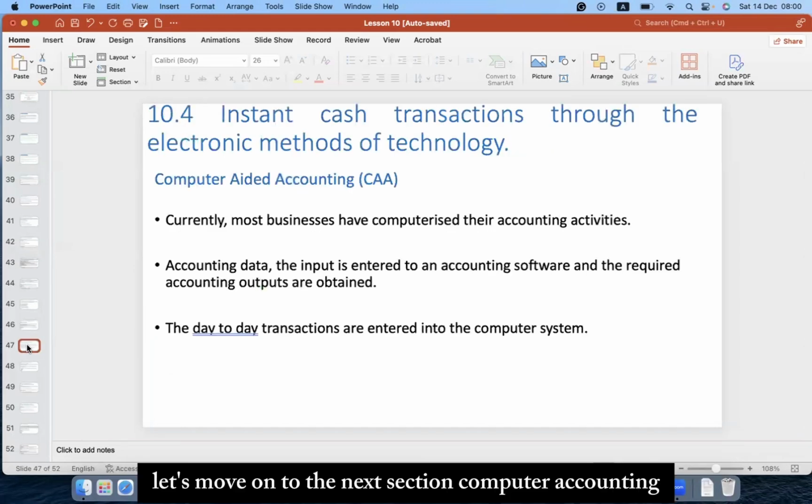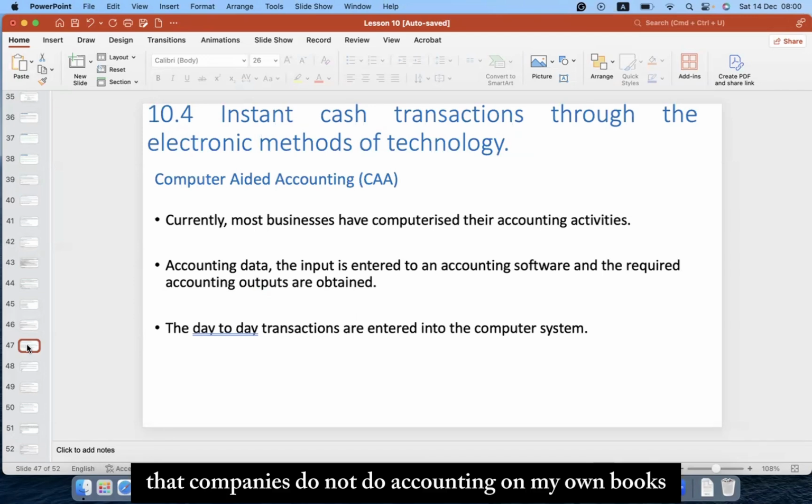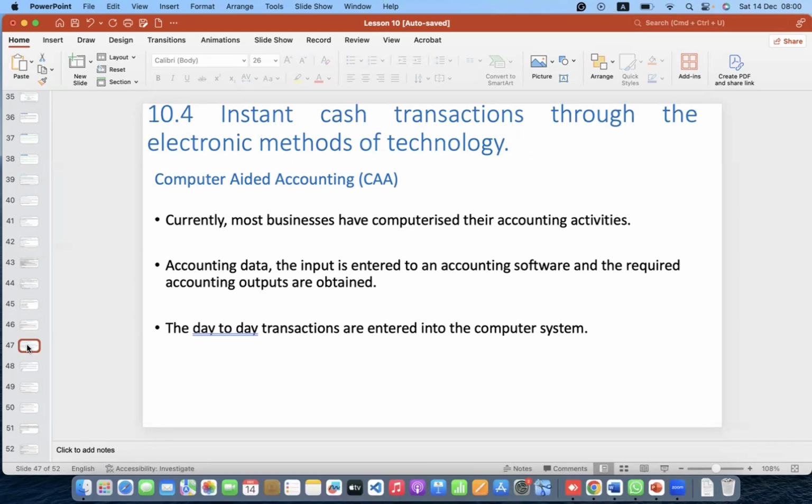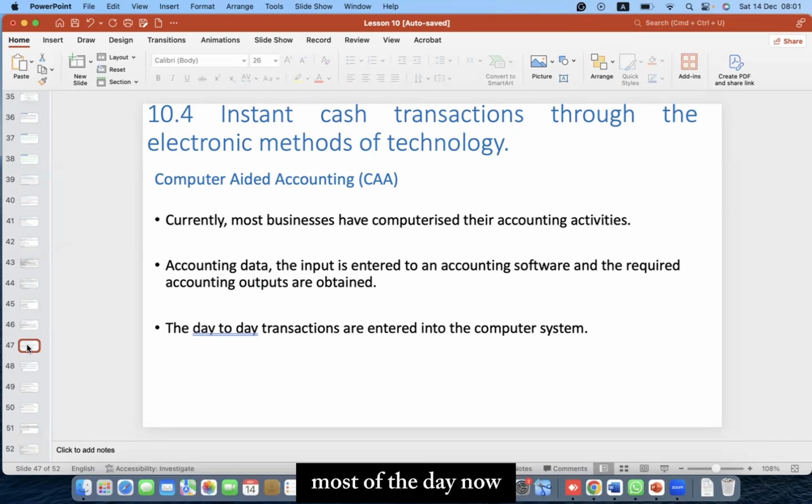Okay, let's move on to the next section, computer-aided accounting. As I said earlier, most of the time companies do not do accounting on manual books. Rather, they use computer accounting packages, also known as computer-aided accounting. As soon as transactions happen, the raw transaction is fed into the system and the respective accounting entries are passed most of the time.